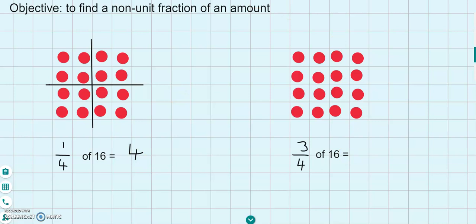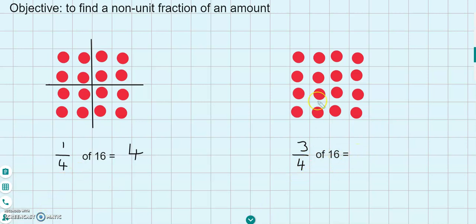Moving on, our next question is asking now for 3/4 of 16. So remember, today we're finding a non-unit fraction of an amount. So 1/4 is a unit fraction because there's 1 as the numerator. Anything over 1, for example 3 in the numerator, is a non-unit fraction. So we're finding 3/4 of 16 now.